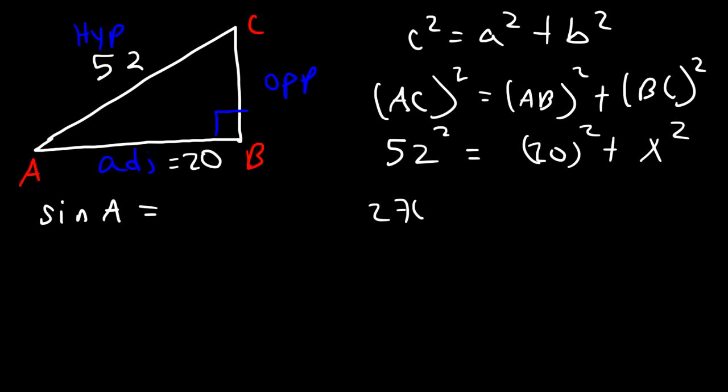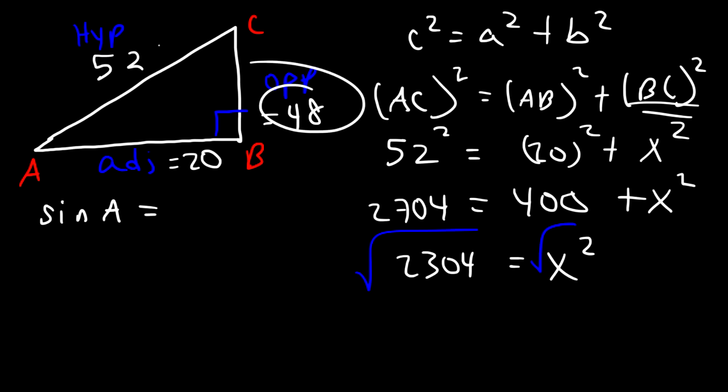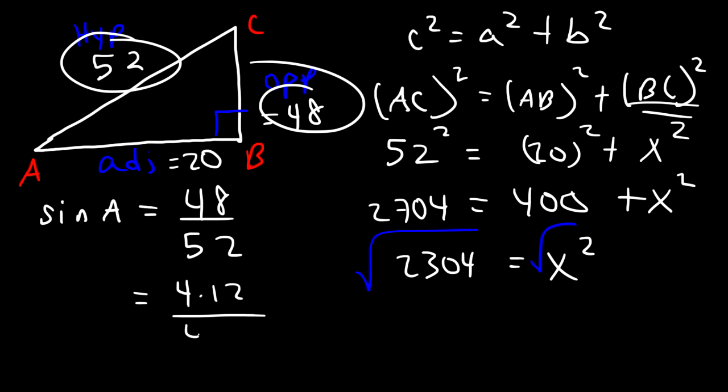52 squared is 2704. 20 times 20 is 400. And so 2704 minus 400 is 2304, and that's equal to x squared. So now let's take the square root of both sides. So the missing side, BC, is 48 units long. So now we can calculate sine A. It's going to be opposite over hypotenuse. So it's 48 over 52, which we can reduce. 48 is 4 times 12, and 52 is 4 times 13. So sine A in this example is 12 over 13.